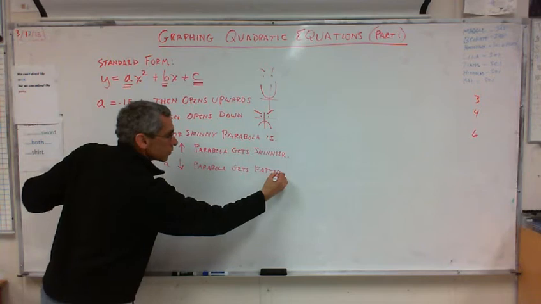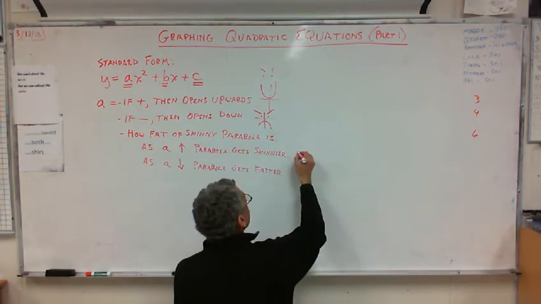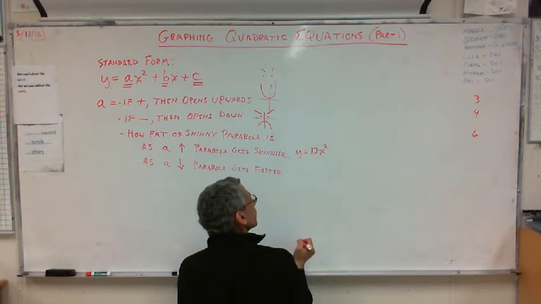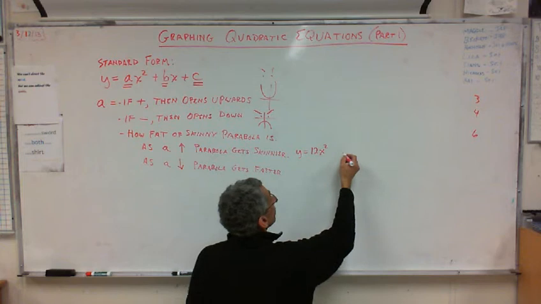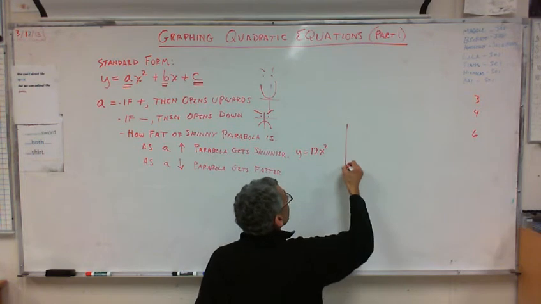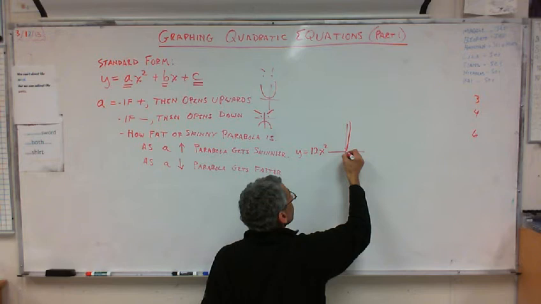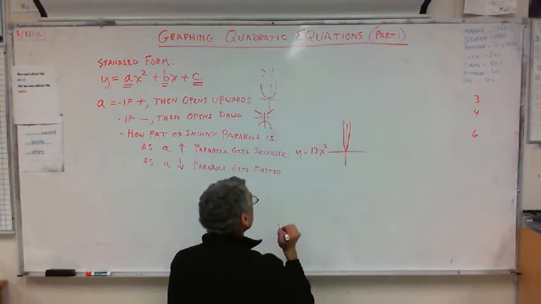So, for example, if I had y is equal to 12x squared, a is big, right? It's a pretty large number. If this is 0, 0, it's going to look like this. It's going to be a very tall graph, very tall and skinny.